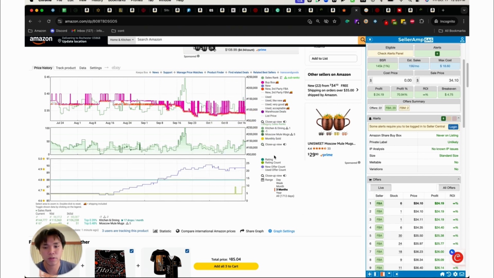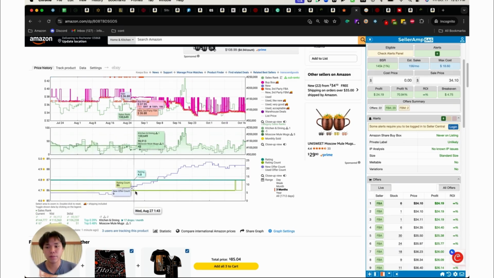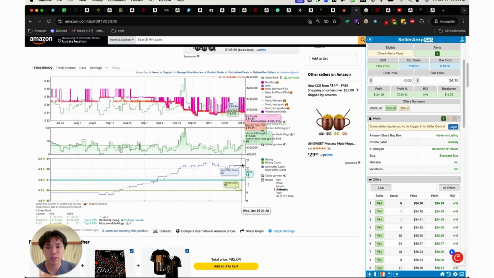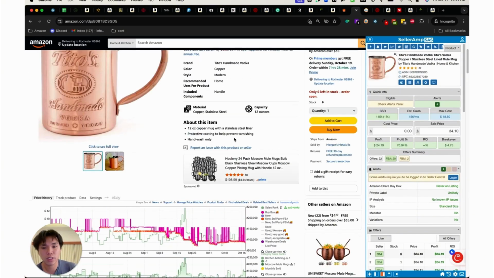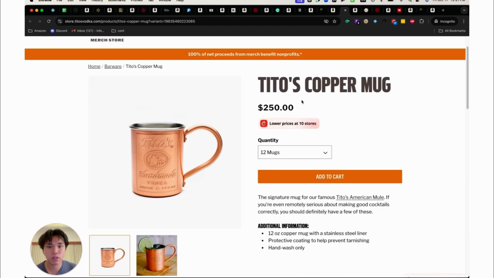So you want to estimate it for $34. This chart right here is a bit climbing, but it is stabilizing right here. So you know it's selling pretty decently, nothing crazy, but let's see what we can get it for. So $250 for 12 mugs.